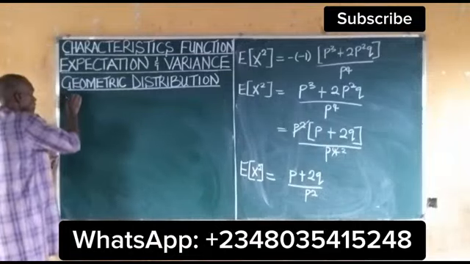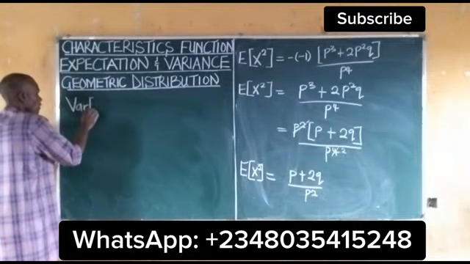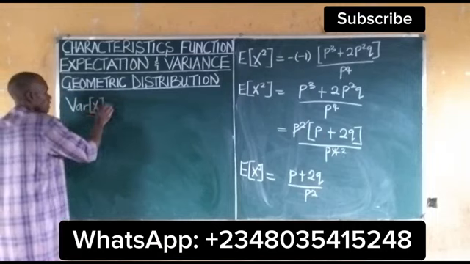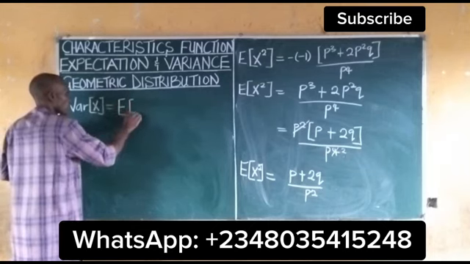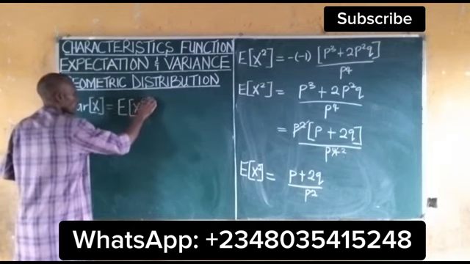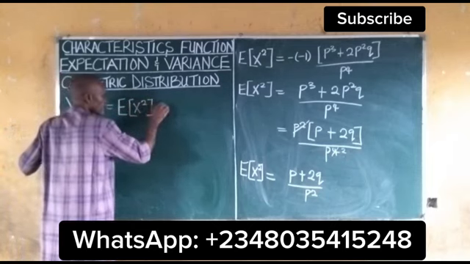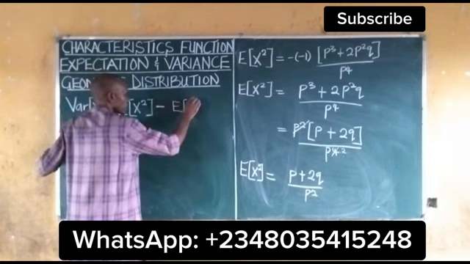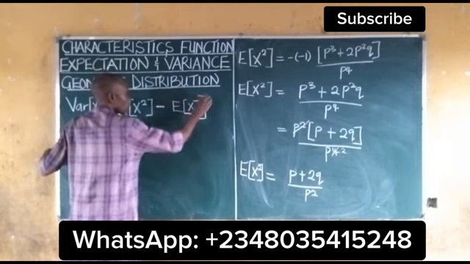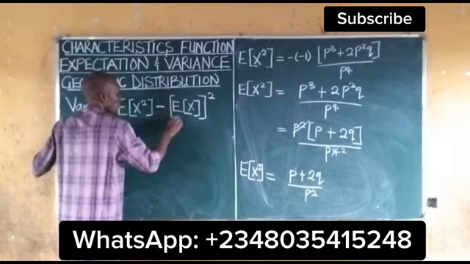Obtain our variance of x is equal to our expected value of x squared minus expected value of x, squared.